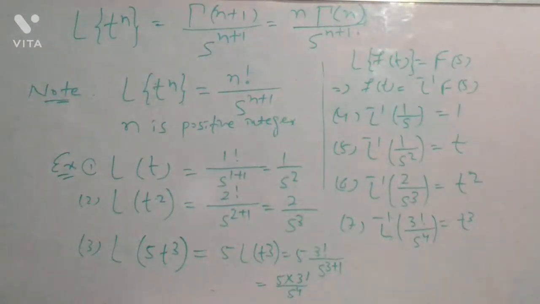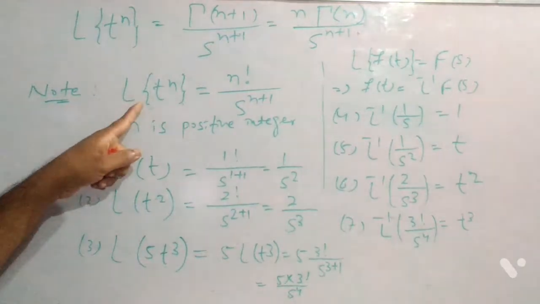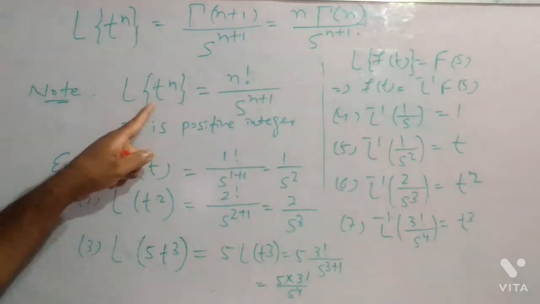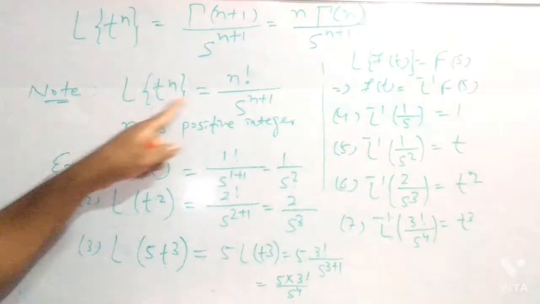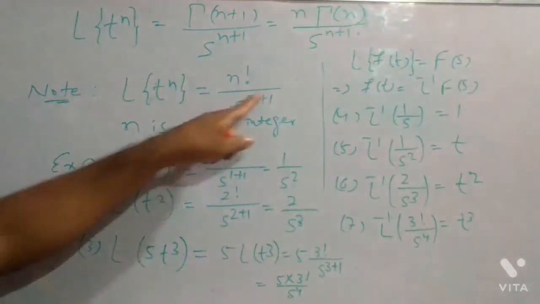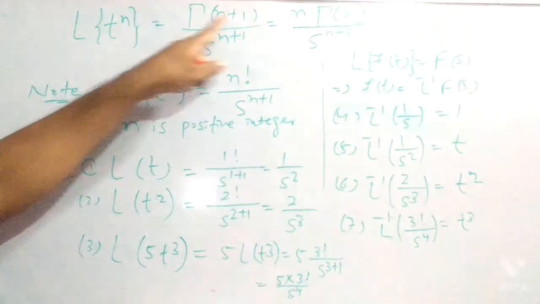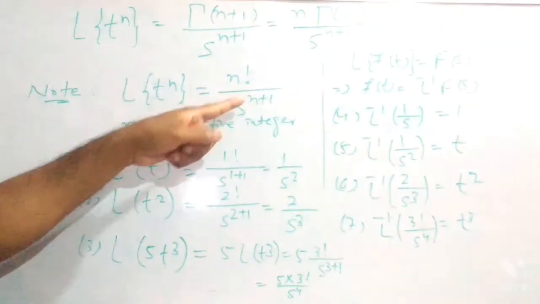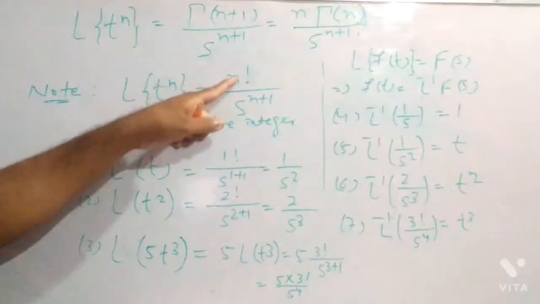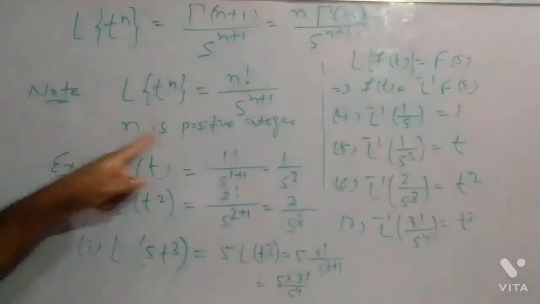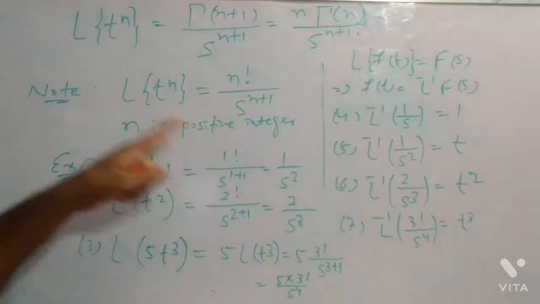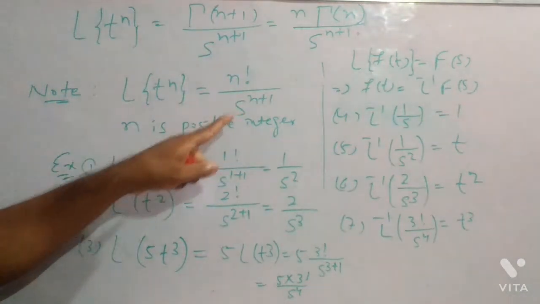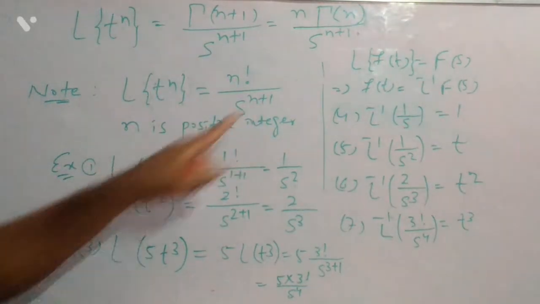Okay. So you can note here that when n is a positive integer, the value of Laplace of t to the power n will be n factorial by s to the power n plus 1. Why? Because gamma n plus 1 will be n factorial. Already we wrote that gamma n plus 1 is n factorial when n is a positive integer. So that's why Laplace of t to the power n will be n factorial by s to the power n plus 1 when n is a positive integer.